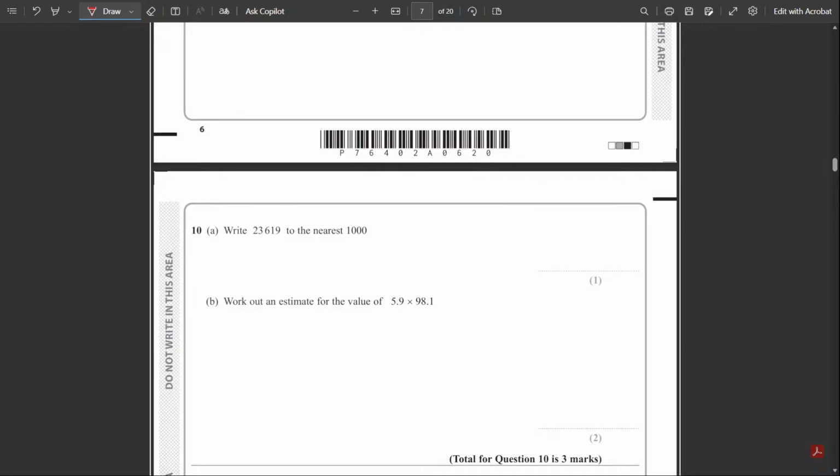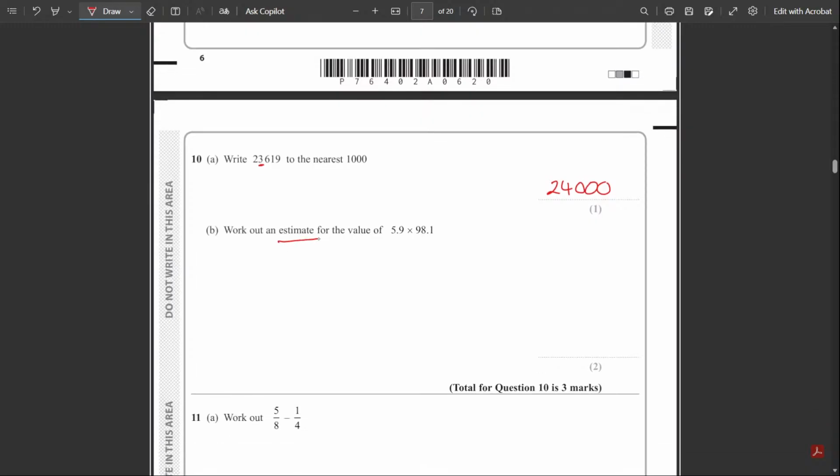Write down 23,619 to the nearest thousand. So 23,000, that's your thousands value. So is it closer to 23,000 or 24,000? If it's 23,600, that means you're going to go closer to 24,000.